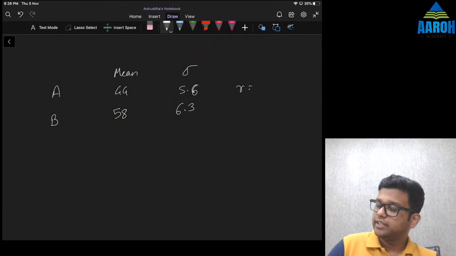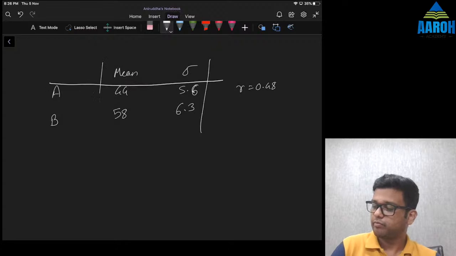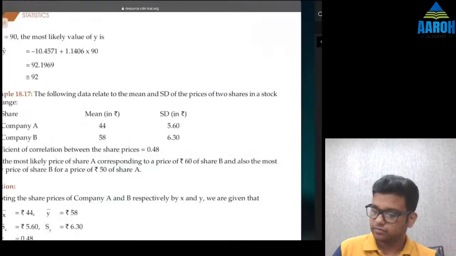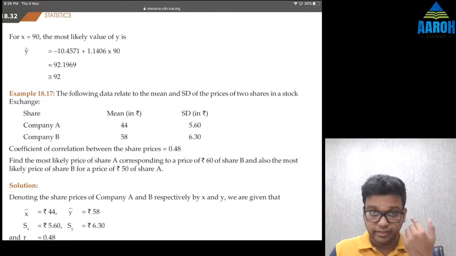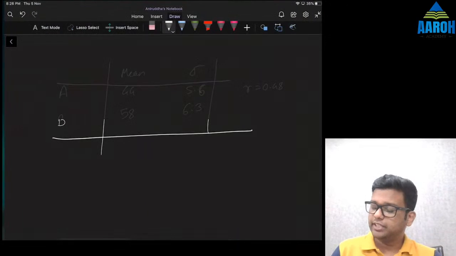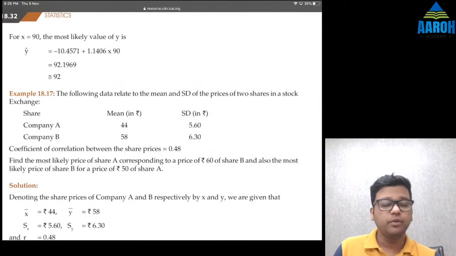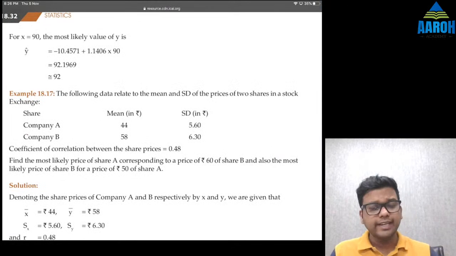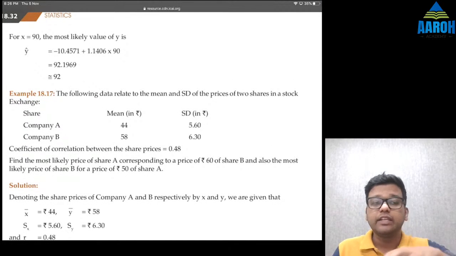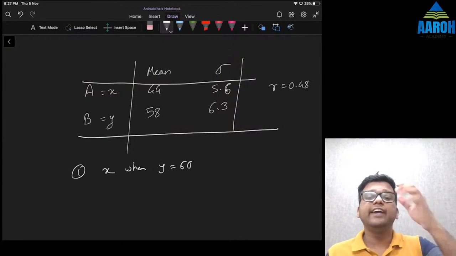That is, they have given that R is equal to 0.48. Let's see what they ask. Find most likely price of share A corresponding to a price of 60 of share B. Instead of A and B, let's call it X and Y. So let's see the first part first. Most likely price of share A, that is X, that is we want to find X when Y is 60. So first we have to find X when Y is equal to 60. Can anyone tell me for this we need X on Y or Y on X?